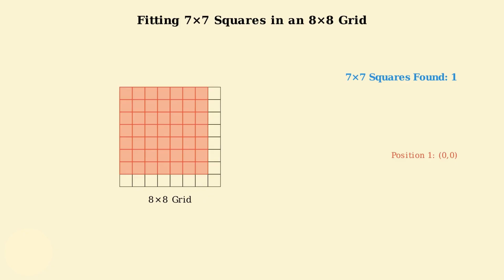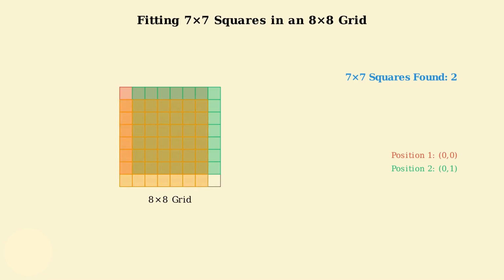bottom unused. The second 7 by 7 square starts from the second column in the top row. Notice how it overlaps with the first square but creates a distinct positioning that allows it to fit within our 8 by 8 grid. The third 7 by 7 square begins from the second row in the leftmost column. This creates another unique position where a complete 7 by 7 square can fit within our grid boundaries.